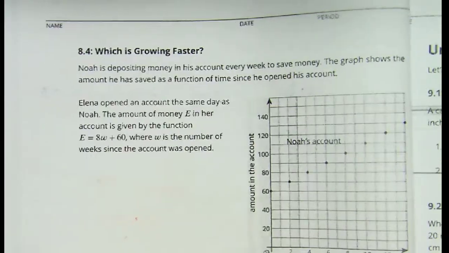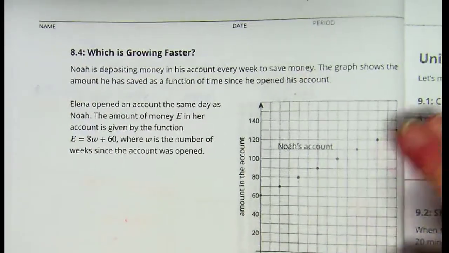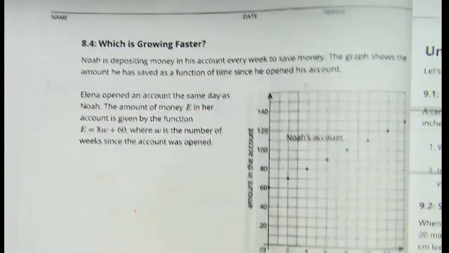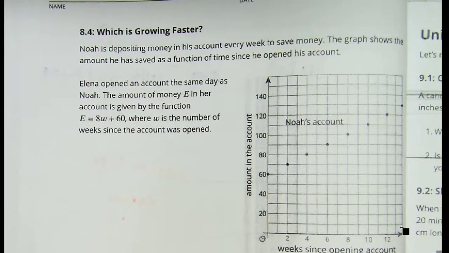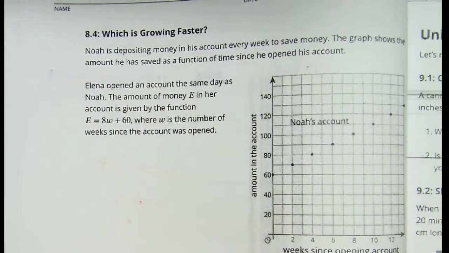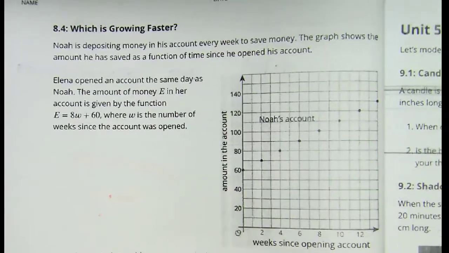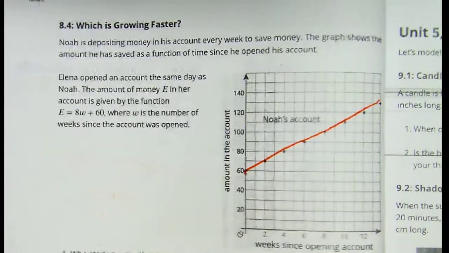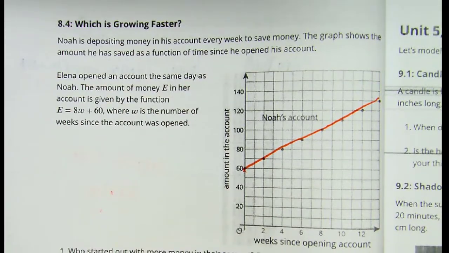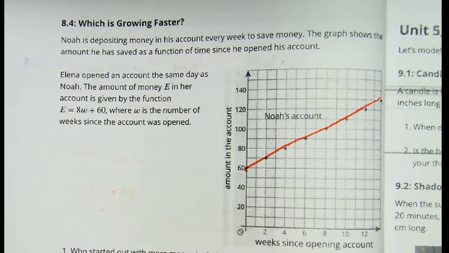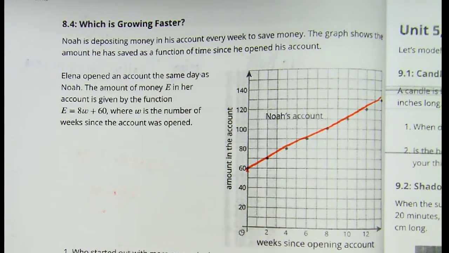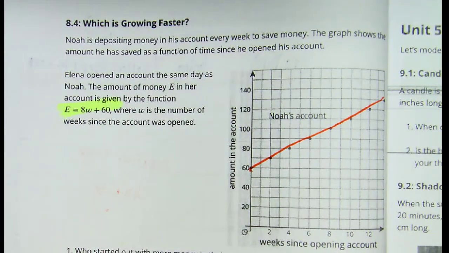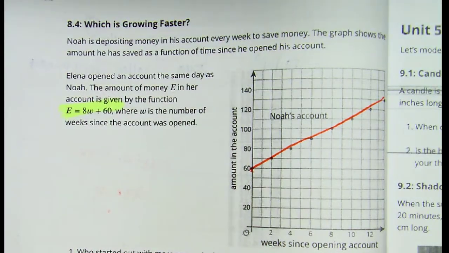And we're going to talk about Noah's bank account and Elena's bank account. Noah's depositing money in his account every week to save money. The graph shows the amount he has saved as a function of time since he opened his account. So here's Noah. Elena opened an account the same day as Noah. The amount of money E in her account is given by the function rule E equals 8W plus 60, where W is the number of weeks since the account was opened.